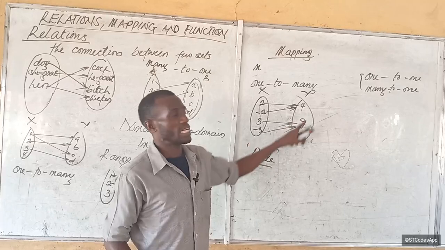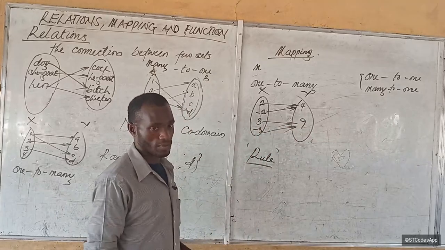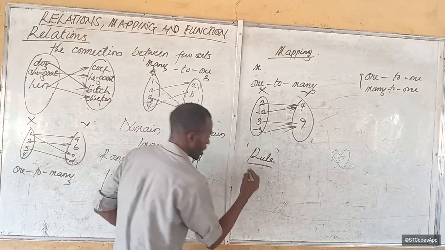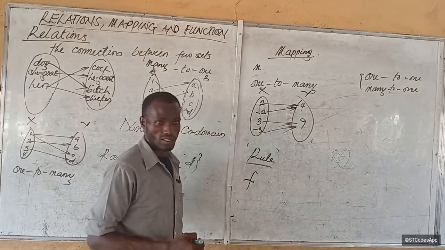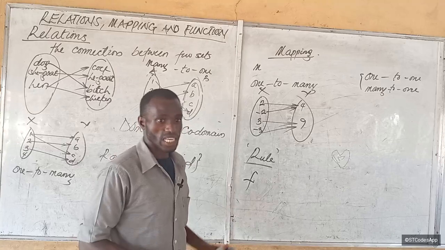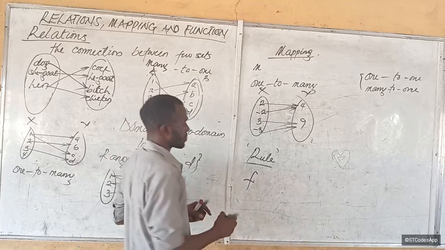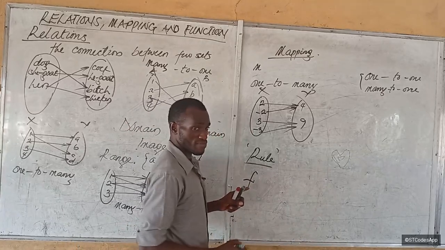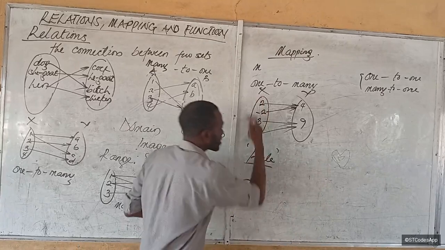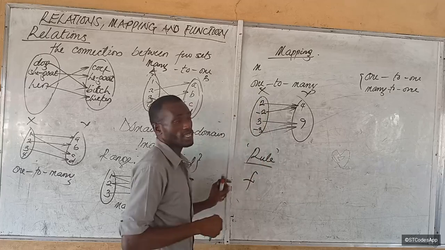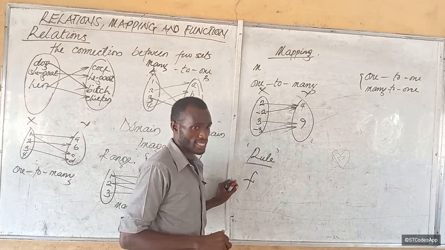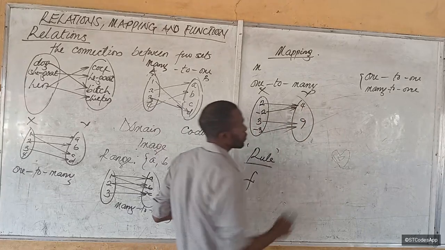Is that clear? Now, what is the rule here for what you're seeing? Let's call the rule F, for example. F always transforms every value that is inside this domain X into a value in domain Y.